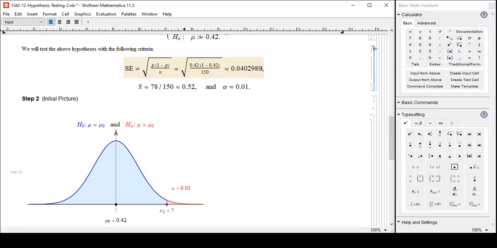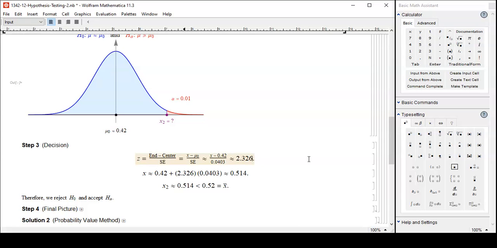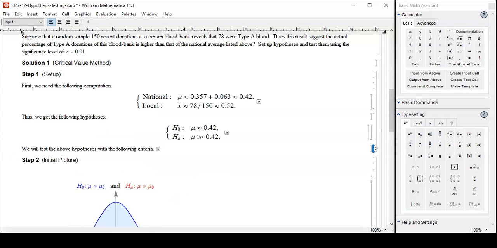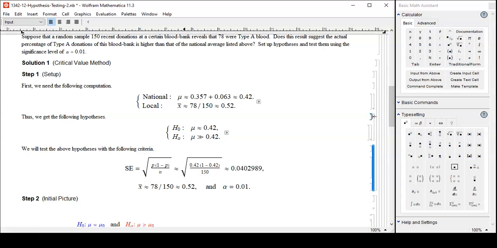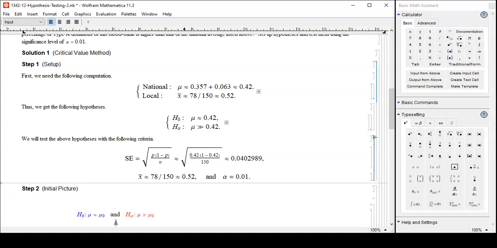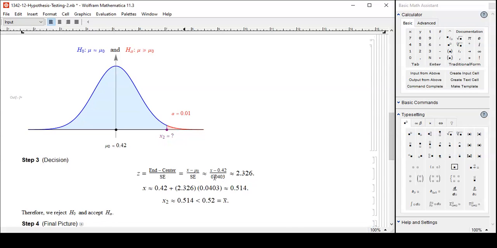Let's find out this x value, the critical value. How do you do that? Well, it's a z-curve, so you use the z formula. End minus center over SE is x minus 42% over, well, the SE computation as you did above. I mean, this computation. If you do that, well, 0.04029, so 0.0403 approximately speaking. And that's what we have down here. And that's about the same as about 2.33.